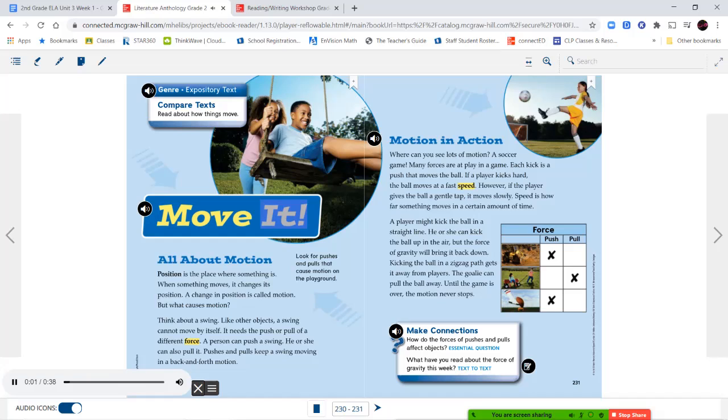Move It. All about motion. Position is the place where something is. When something moves, it changes its position. A change in position is called motion.